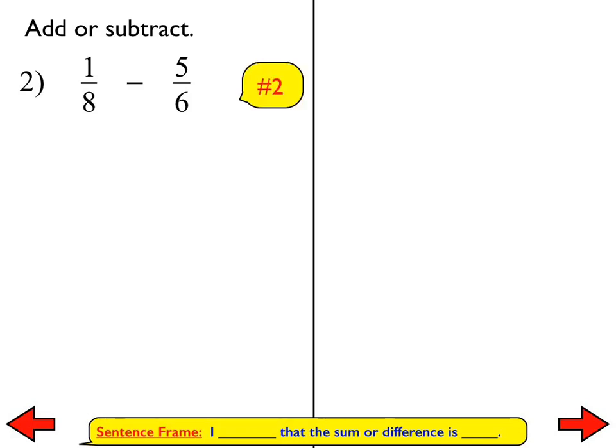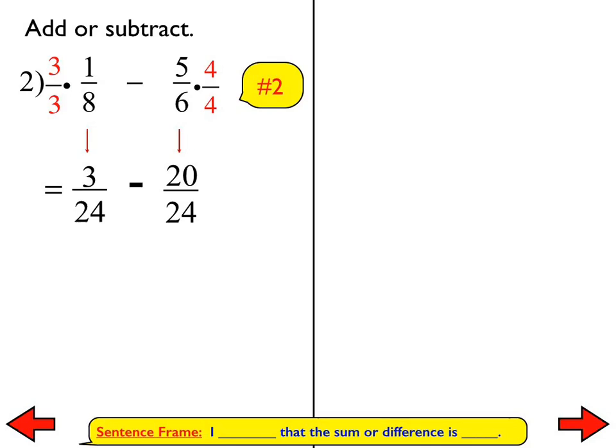All right, so common denominator, or least common denominator, is 24. First fraction turns into 3 over 24. That's an equivalent fraction to 1/8. 5 over 24 turns into 20 over 24. That is an equivalent fraction of 5 over 6. This is a subtraction problem.